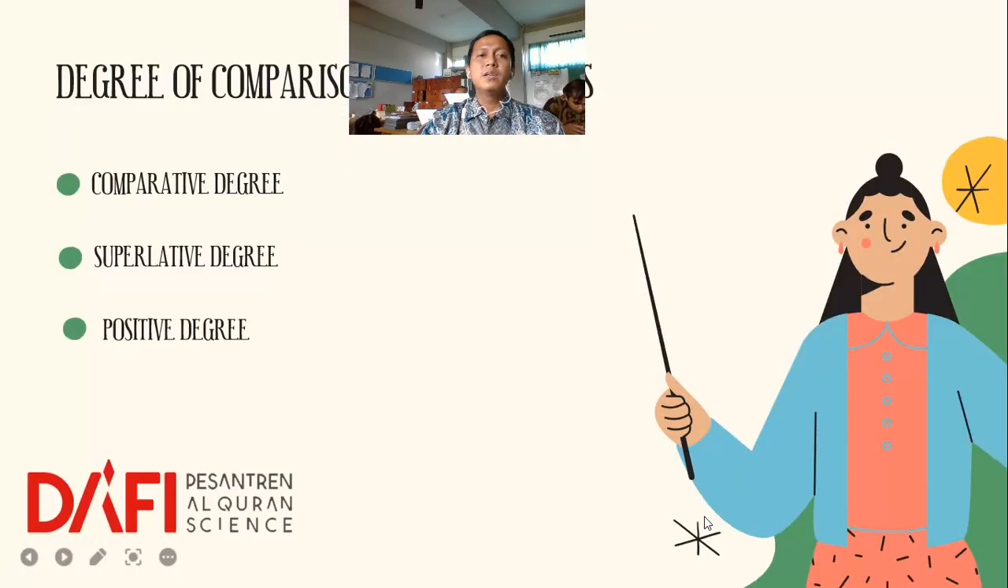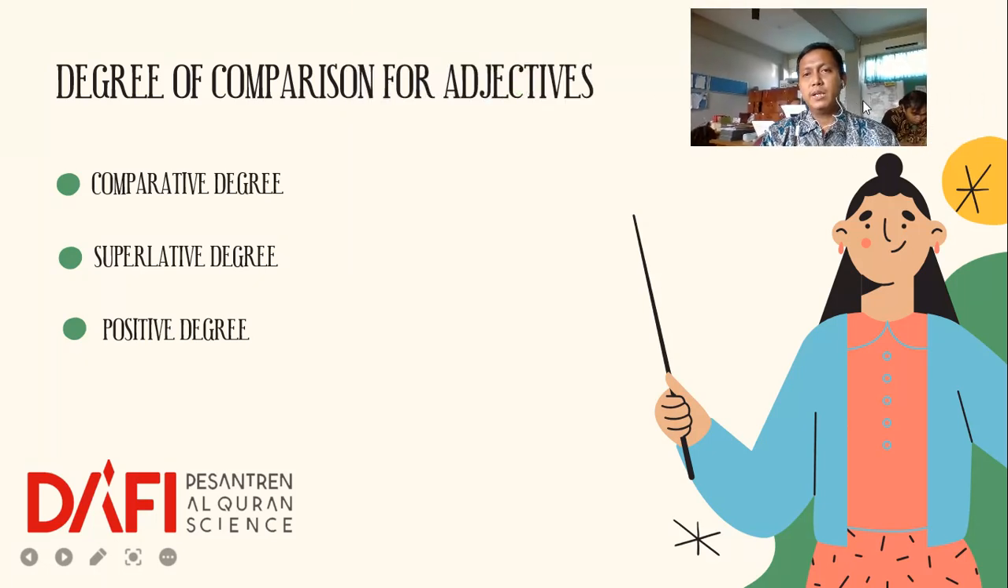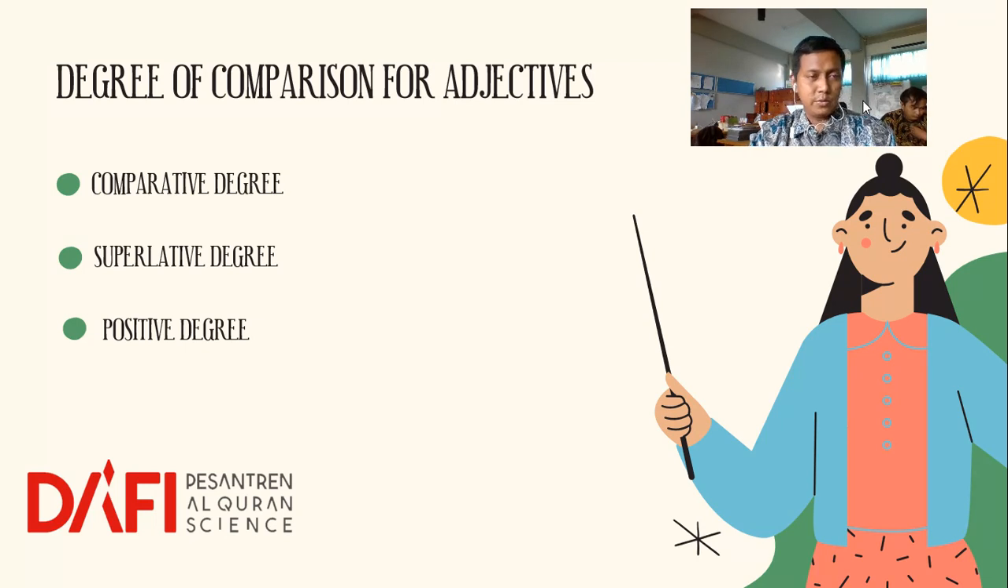About the degree of comparison for adjectives, there are three points. Number one is comparative degree, the second one is superlative degree, and the third one is positive degree. So, how to understand more about the three definitions of degree of comparison? We are studying on the next page.